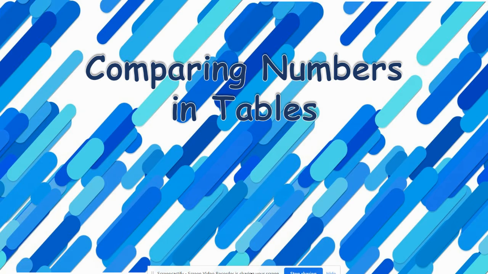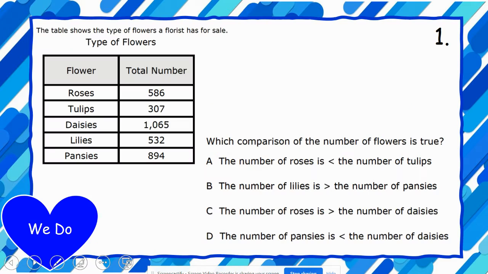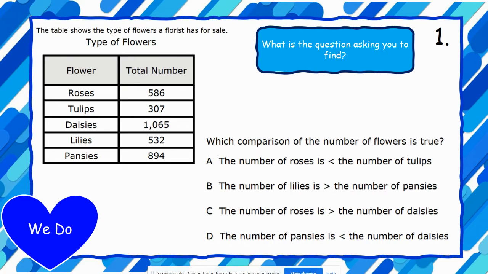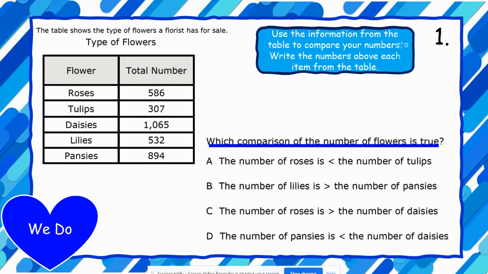All right, so let's begin comparing numbers in tables. Number one, the table shows the type of flowers the florist has for sale. You have a table with two columns. The column on the left says flower, and the column on the right says total number. The first thing you need to know is what is the question asking you to find. The question here is which comparison of the number of flowers is true.